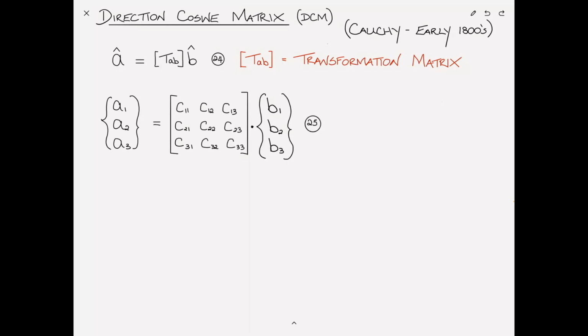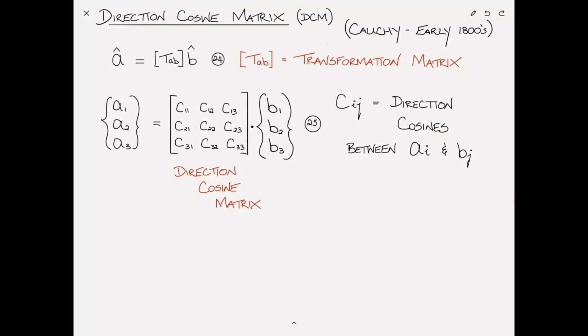So this is equation 25, and the Cijs are what we call the direction cosines between unit vectors A sub i and B sub j. And I'll explain in a second what I mean by that. Let's just write here, this is the direction cosine matrix. All right, so let's next review the definition of a dot product. If I have two vectors, we'll draw one in blue, one in red, and there's some angle between the vectors I'll call theta sub ij, where the one vector is A sub i and the other vector is B sub j. So theta ij is the angle between vector A sub i and B sub j.